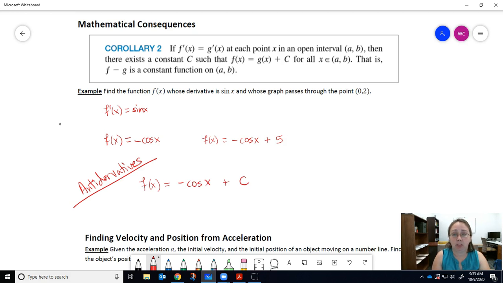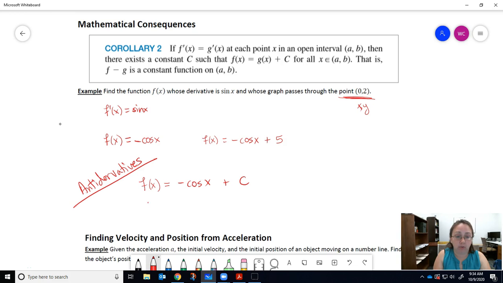This c is going to be something you see a lot. This creates the family of antiderivatives for the function sine of x. Now we want the particular one whose graph passes through the point 0, 2. So not necessarily negative cosine of x, not necessarily negative cosine of x plus 5. We want the one particularly that goes through 0, 2. So this is your x and your y value. What you do is you plug them into the one with the plus c, and you can solve for your c value.